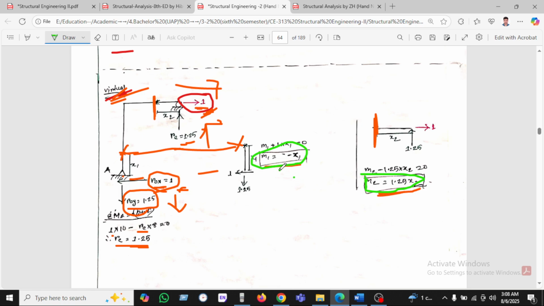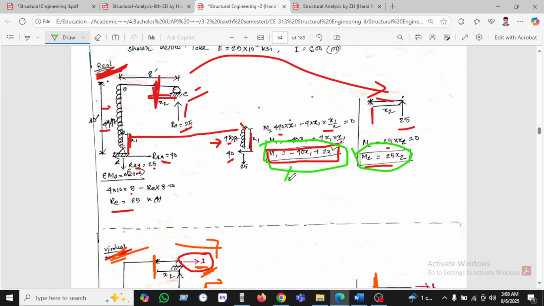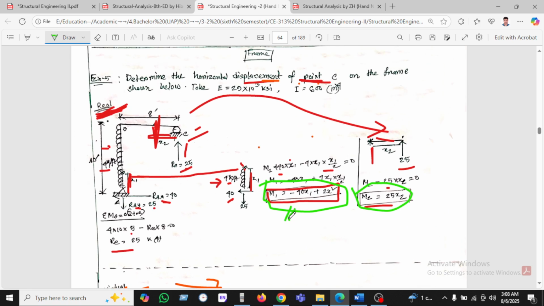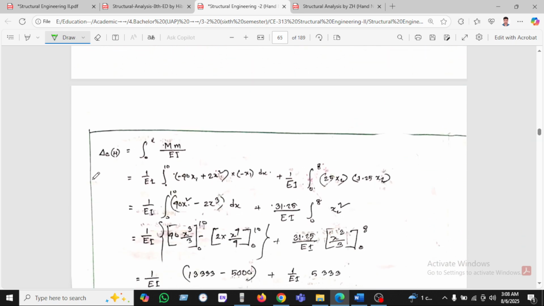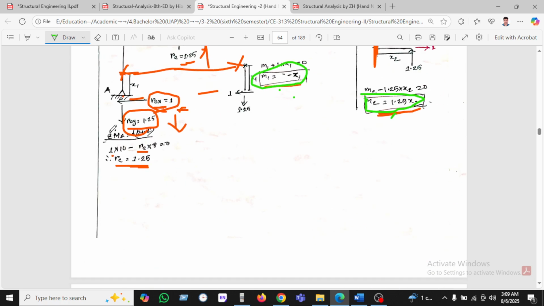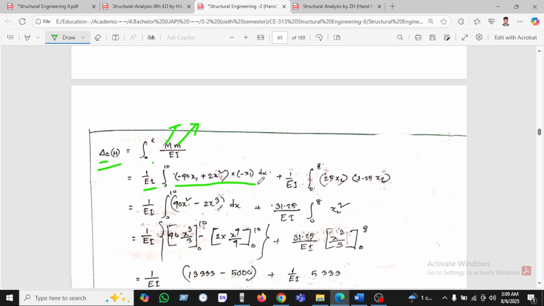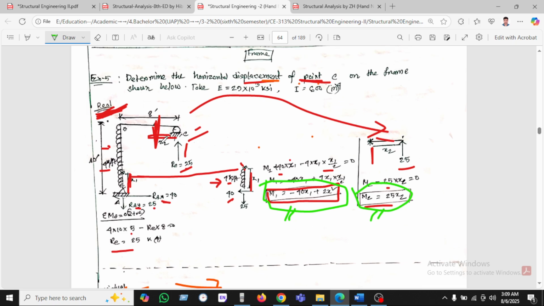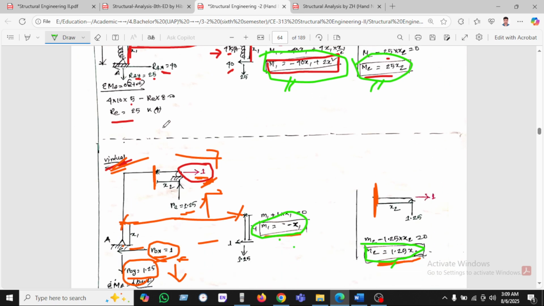So now we can see the equation we have found from the virtual frame, which is small m1 and small m2, and we have found the real frame, which is big M1 and big M2. Now we are calculating delta C in horizontal, where M is the real frame and small m is virtual. We are taking the limit 1 to 10, as we have seen here. The 10 is a length, and this is the vertical portion 10, and the horizontal portion is another 2, which is x2.